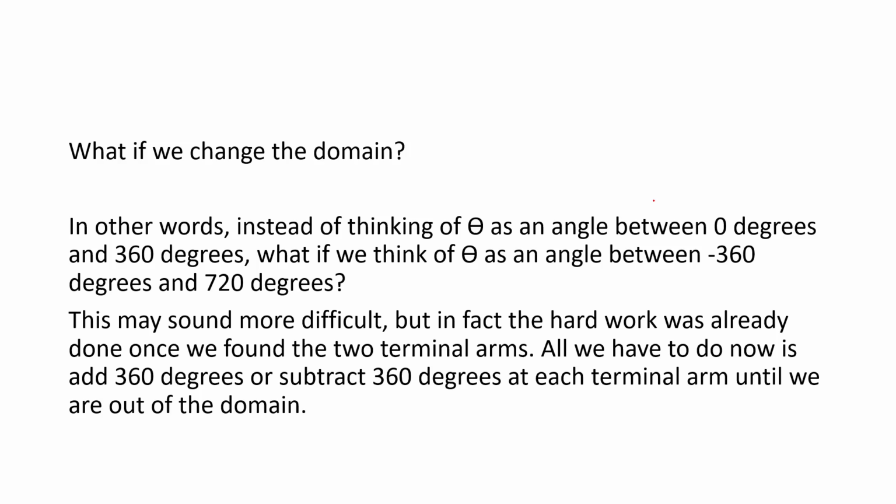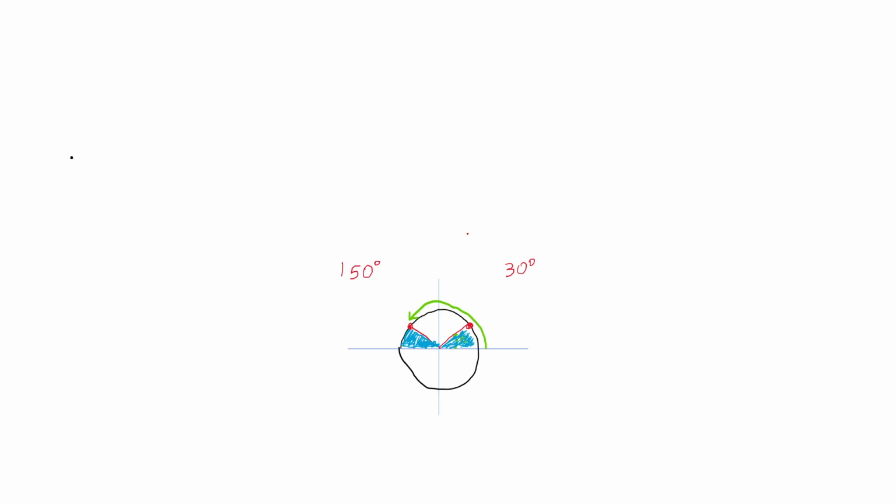So instead of thinking of theta as an angle between 0 degrees and 360 degrees, let's think of theta as an angle between negative 360 degrees and positive 720 degrees. Now, this might sound more difficult, but it's not. The hard work was already done. Once you find an answer at each terminal arm, now all you have to do is add 360 degrees or subtract 360 degrees at each terminal arm until we're out of the domain.